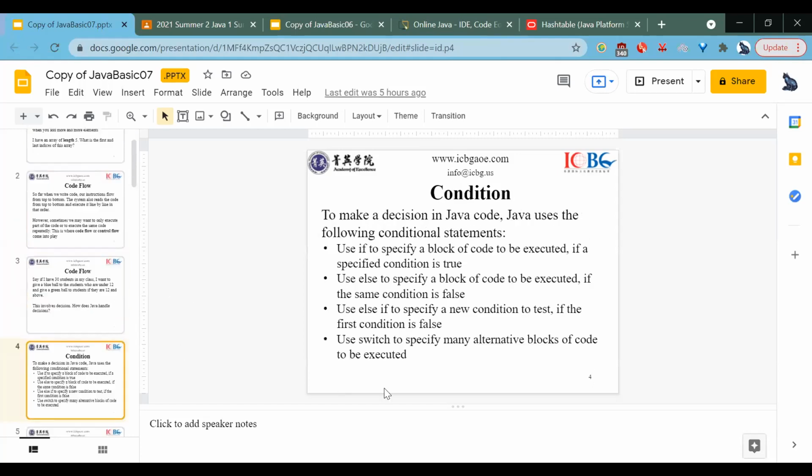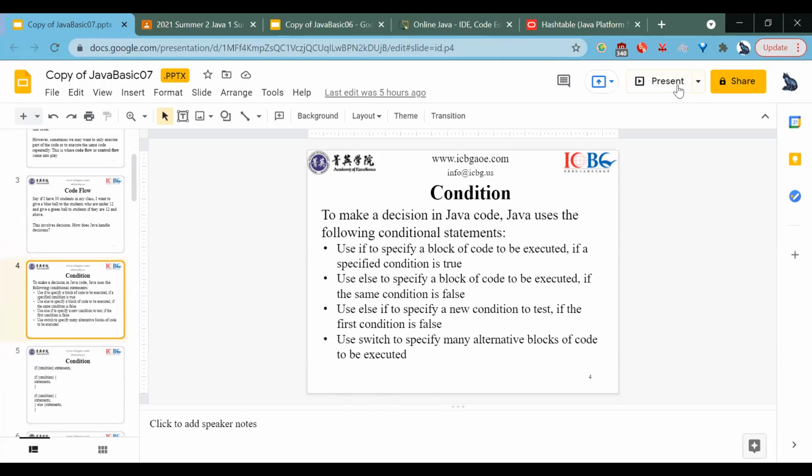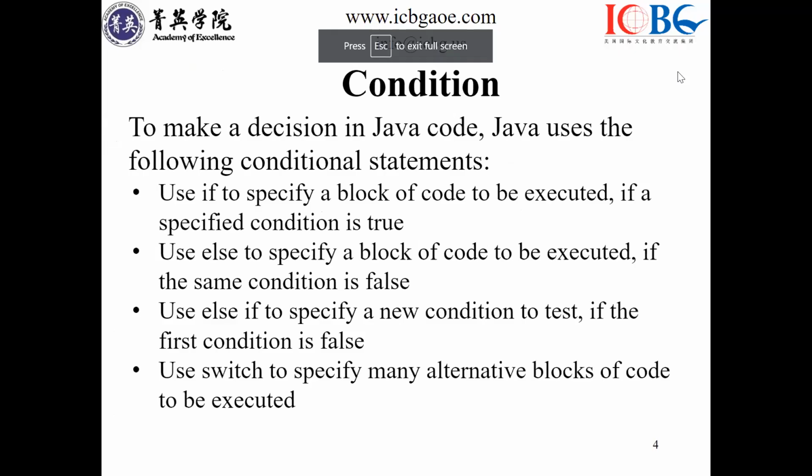But anyways, so decision making in Java, right? In order to make a decision in Java, Java uses the following conditional statements. Use if to specify a block of code to be executed if a specified condition is true. So you would say, if person is less than 12 years old, then give them a blue ball. Right? So if something, then the next block of code occurs. And then you would use else to specify a block of code to be executed if that condition is false.